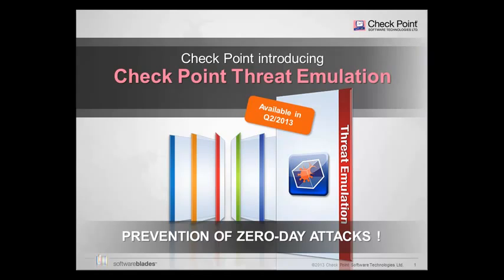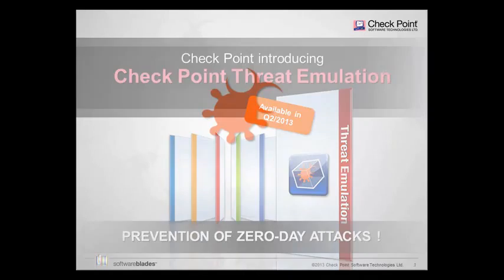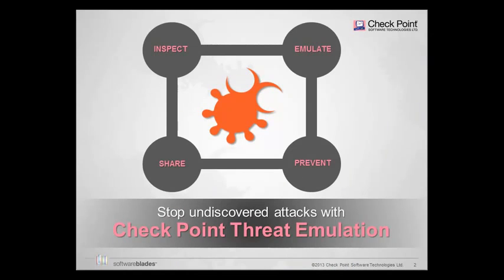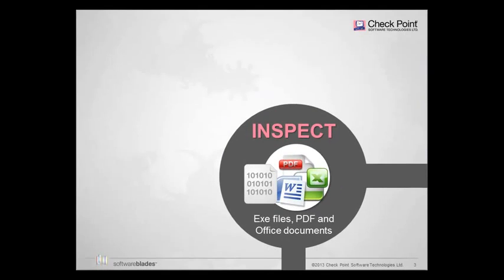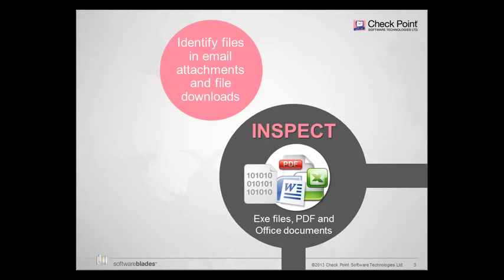Checkpoint threat emulation was designed specifically to prevent zero-day attacks. Threat emulation performs 4 key steps in addressing new attacks. The first step is inspection, where files in email and downloads are identified for processing.